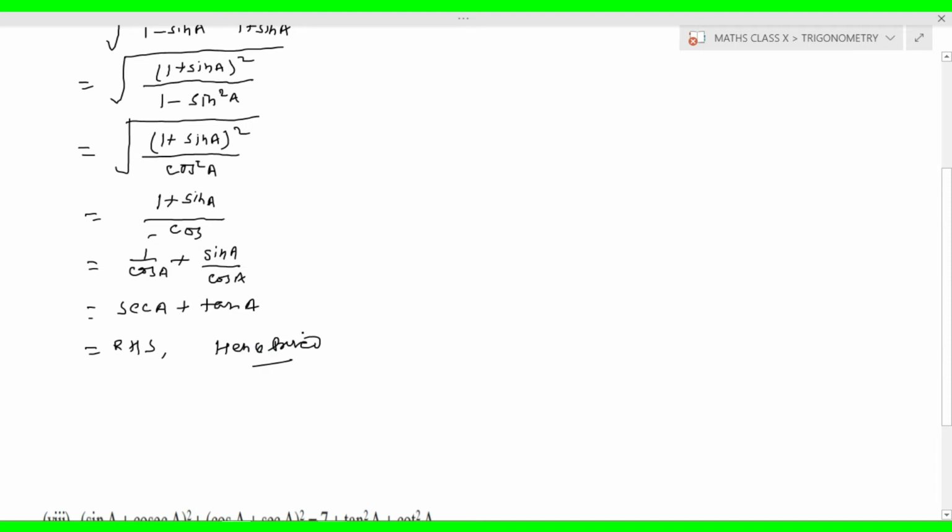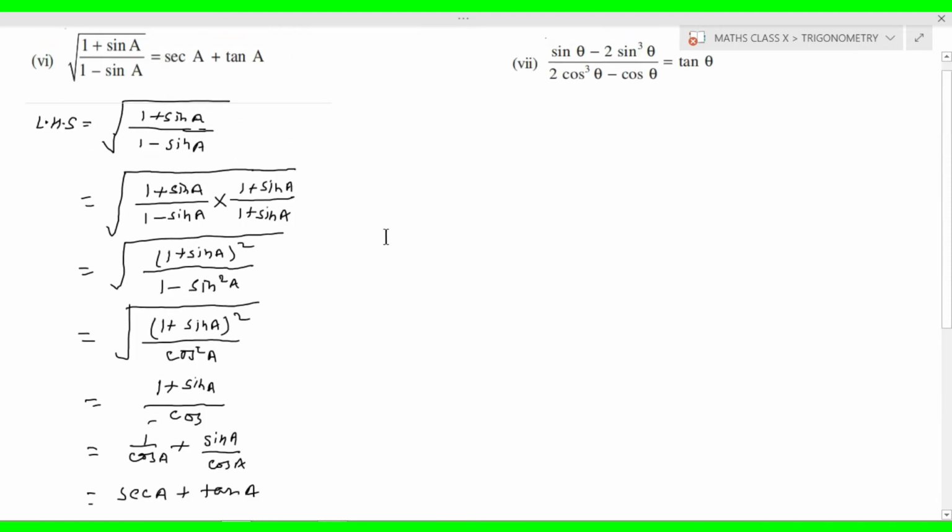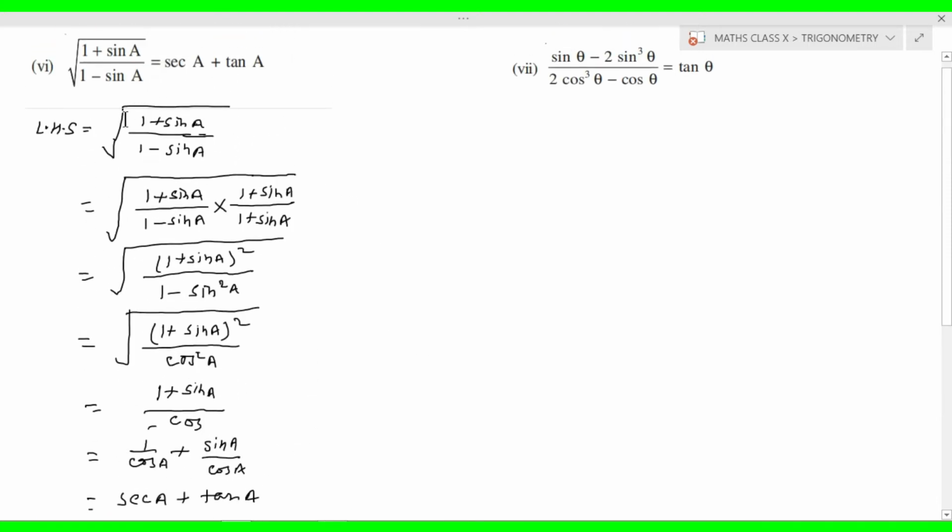So in this type of question you have to keep in mind how to remove the square root by making the perfect square in numerator and denominator both. So this we have done here: 1 plus sin A whole square by cos square A. Here is the perfect square numerator, here the perfect square denominator. So in the next step the square root and the square sign are removed to give 1 plus sin A by cos A, and we got the answer. Clear? Now come to the next question.